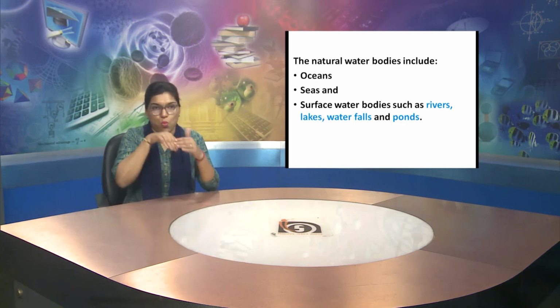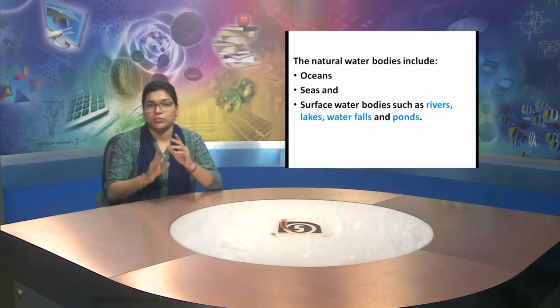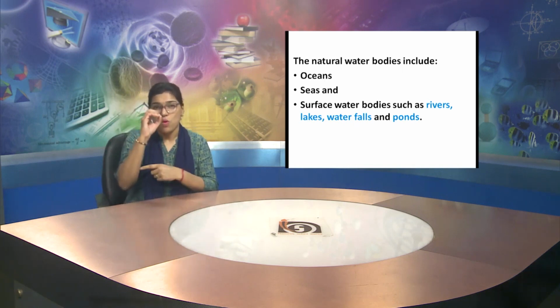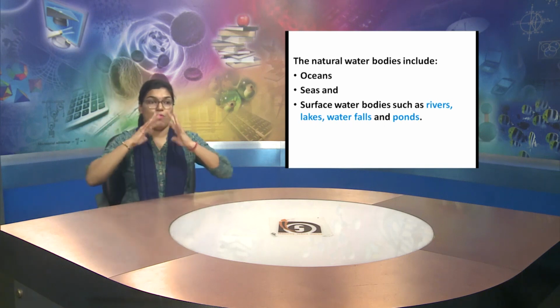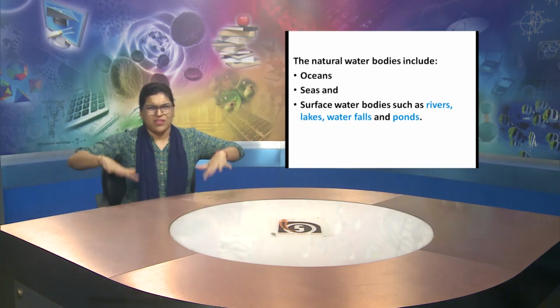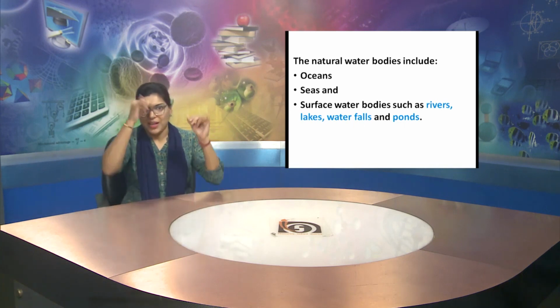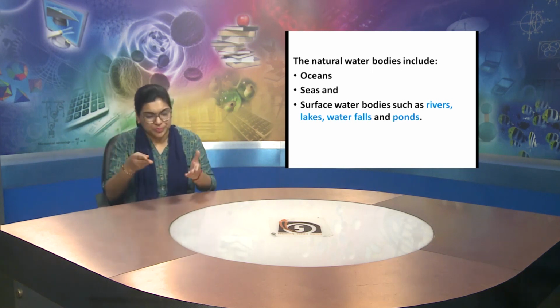Now, let us understand a little further that natural water bodies include the 2 main resources. The first one is ocean, and the second is seas. Also, the surface water bodies such as rivers, lakes, waterfalls, and ponds are also water resources.